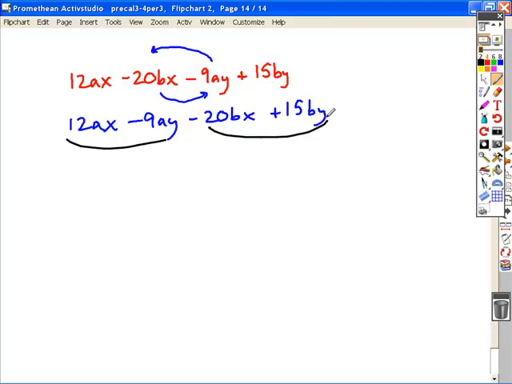and what could I remove from this first set of terms now? Now I can remove a 3a. If I remove a 3a from this first term, I'm left with a 4x, and from the second term, I'm left with a negative 3y. Now, again, my sign is negative, so I'm going to have to remove a negative factor. What common factor can I remove from these two terms? 5b. So I'm going to remove a negative 5b.